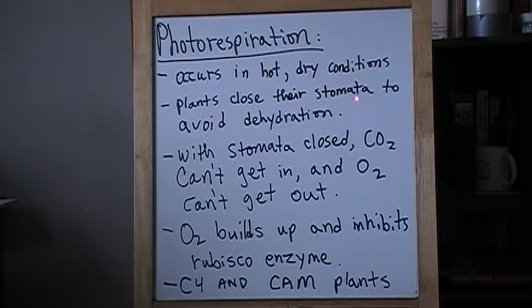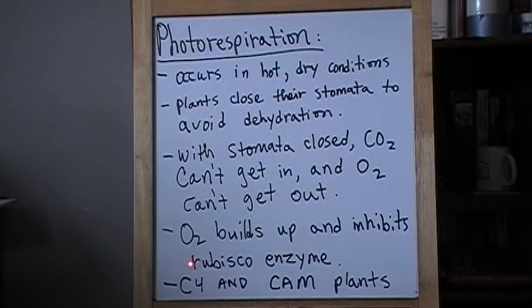But in a hot, dry condition, those stomata are closed down to prevent water from escaping the plant and causing the plant to dry out. So with the stomata closed, the CO2 can't get in and the oxygen can't get out. And so that creates a problem, because the buildup of the oxygen inside the plant will inhibit the rubisco enzyme. And rubisco is the enzyme that adds the CO2 to the ribulose bisphosphate. So when that enzyme gets inhibited, you can't do photosynthesis.